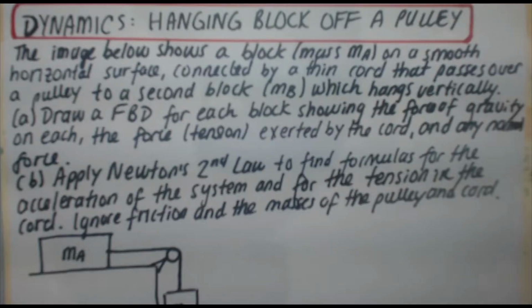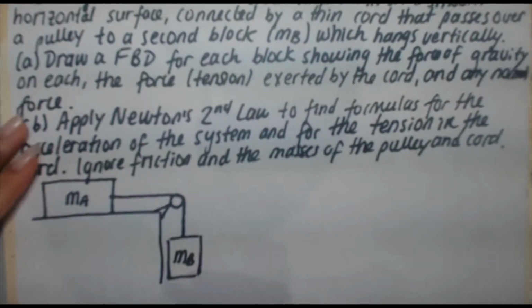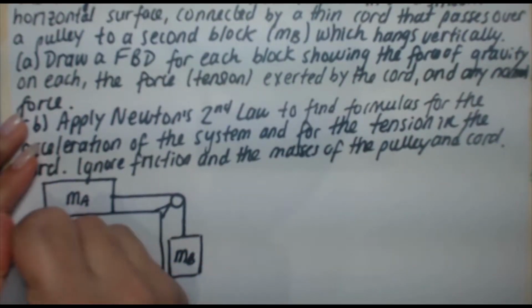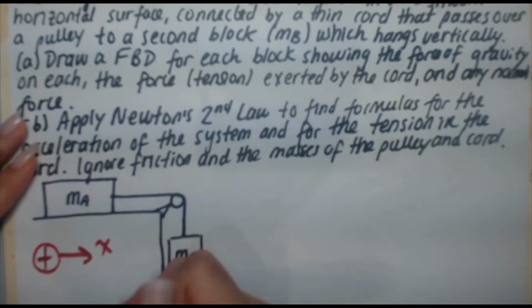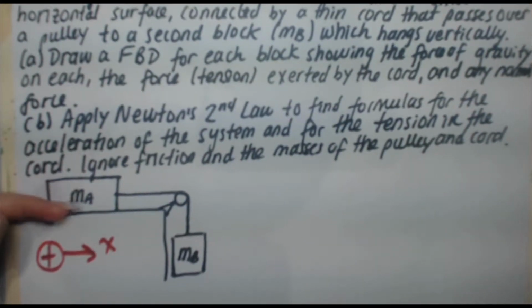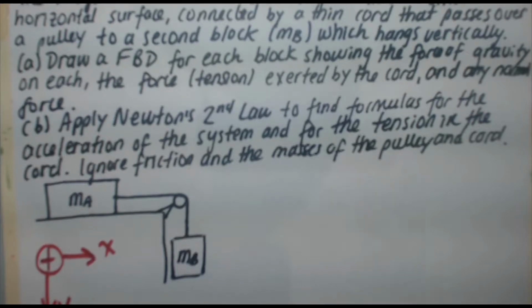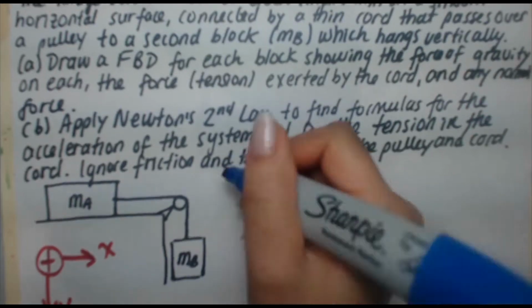So, first thing I'm going to do is actually draw in my positive directions. Okay, so here is the diagram that's given in the problem. My positive direction, well, for X it's going to be to the right because that's the direction it's going. And for any vertical direction, the only direction we have is downwards. So I'm going to let down be the other positive direction. Okay, so that's going to be my Y. Okay, now for part A, we need to draw a free body diagram for each block.